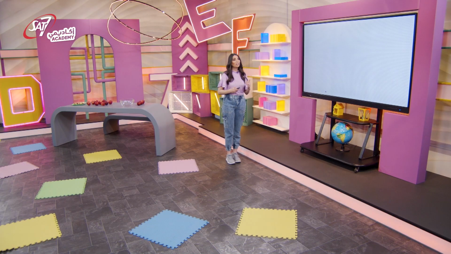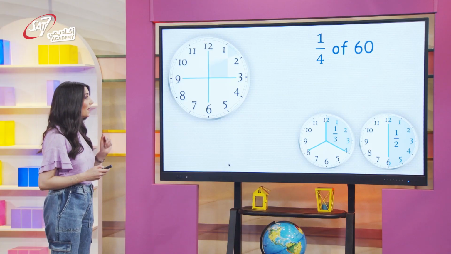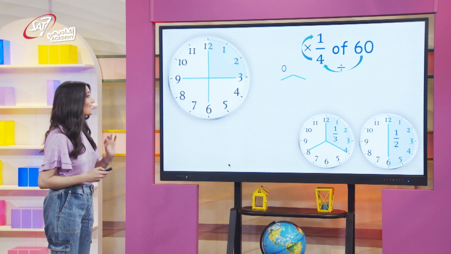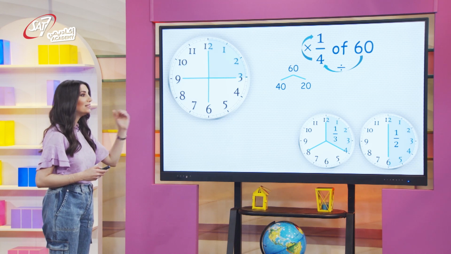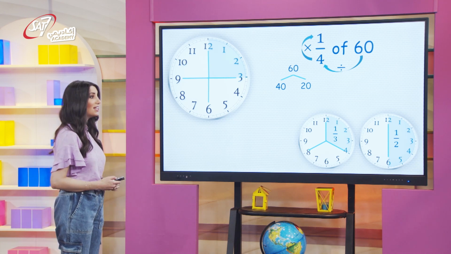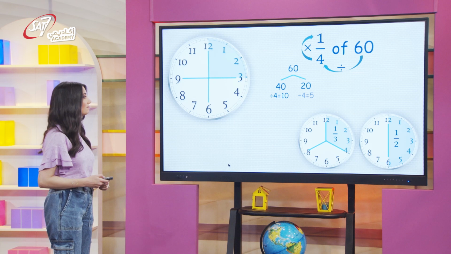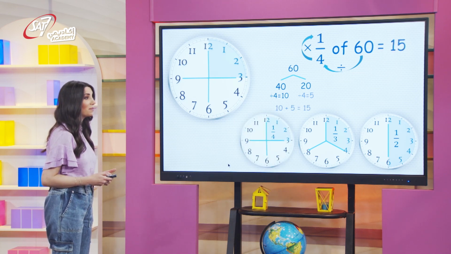What about a quarter of an hour? We must divide 60 by 4, then multiply by 1. Instead of dividing 60 by 4, we can divide 40 by 4 and 20 by 4, then add the answers, since 40 plus 20 make a 60. Do you remember this division method? 40 divided by 4 equals 10, and 20 divided by 4 is 5. A quarter of an hour is 15 minutes.